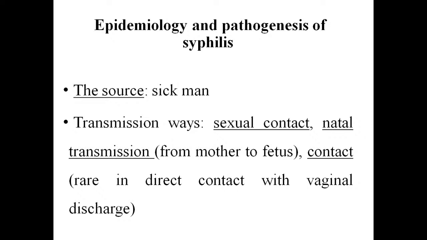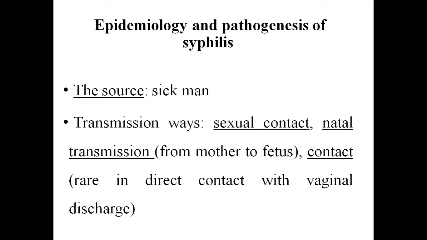The only source of infection is sick people. Sick animals are not the source of infection. You may understand why. Because of the transmission way. The transmission way, in most cases, is sexual contact. Then natal transmission. I hope you remember, it's a transmission of infection from mother to fetus. And the last one is direct contact transmission.